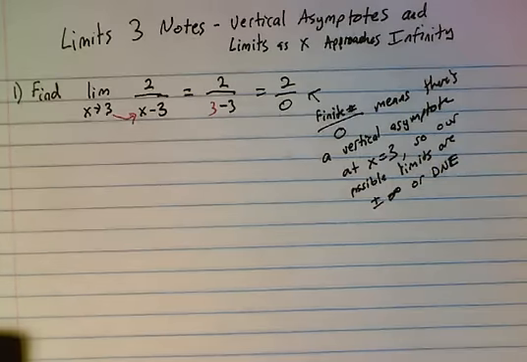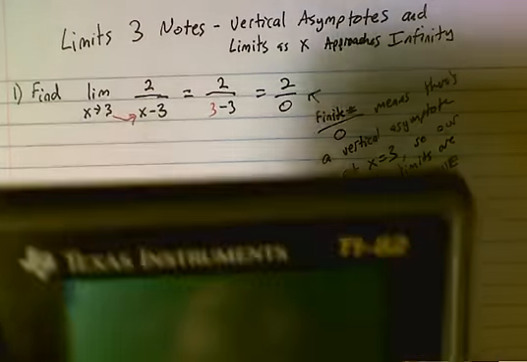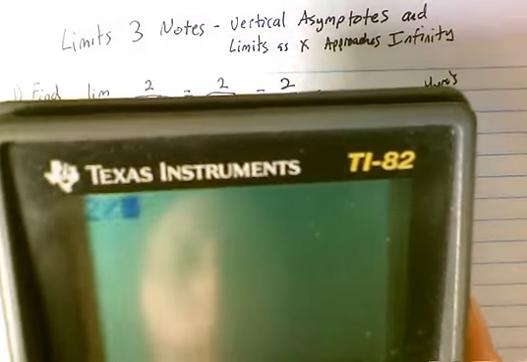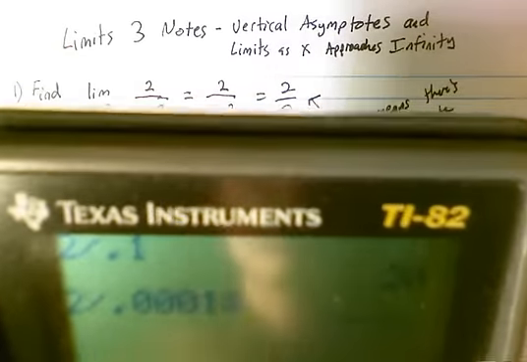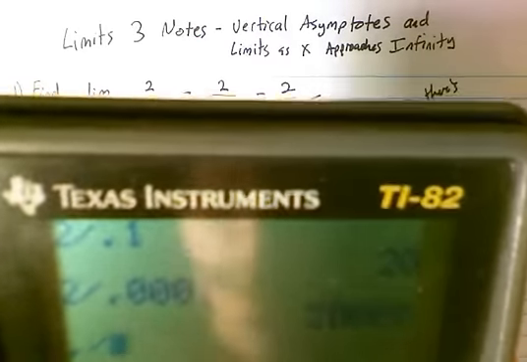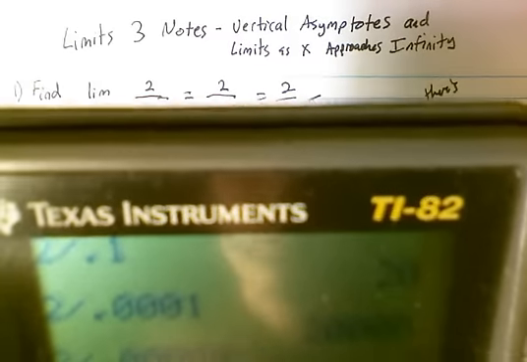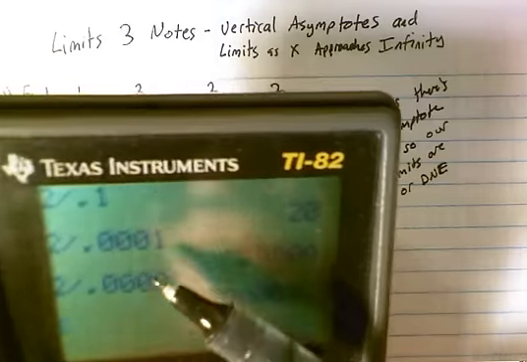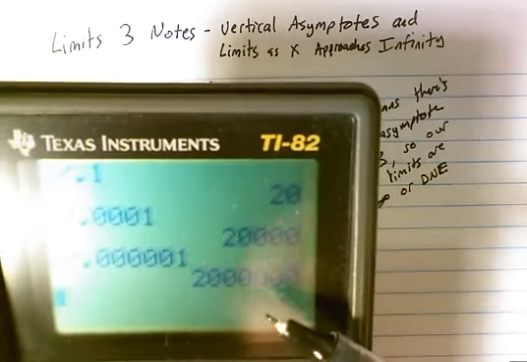The reason we have a vertical asymptote at the value that makes the denominator 0 is that as we put in denominators that are closer and closer to 0, so let's say 2 divided by 0.1, 2 divided by 0.0001, 2 divided by 0.000001, and so on, you can see that as the denominator gets smaller and smaller, the value gets larger and larger.